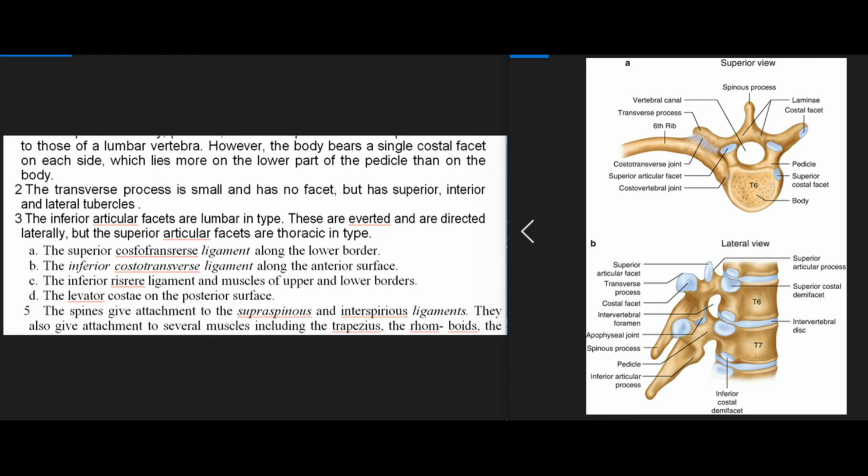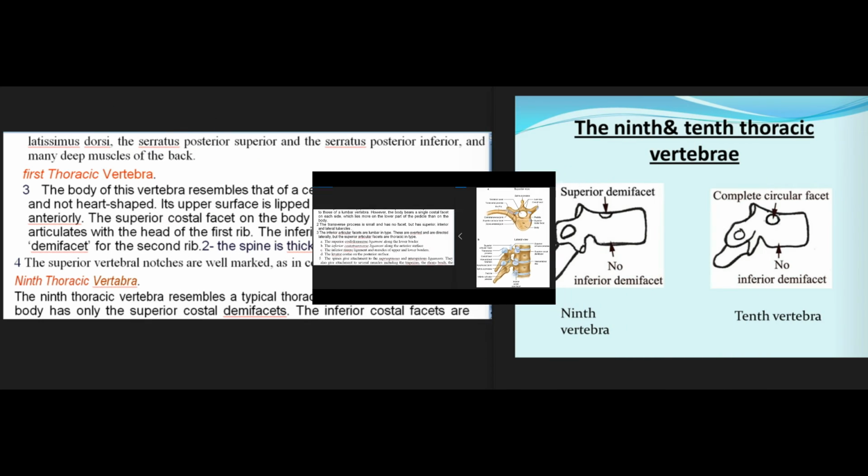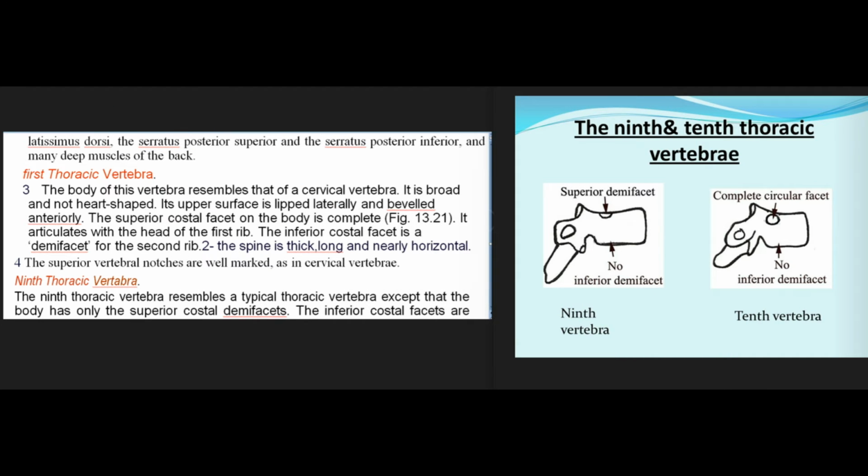The superior costotransverse ligament along the lower border. The inferior costotransverse ligament along the anterior surface. The intertransverse ligaments and muscles of upper and lower borders. The levator costae on the posterior surface.